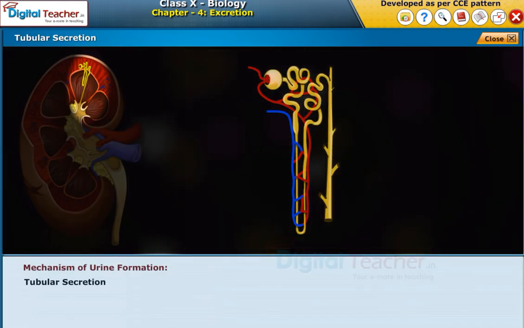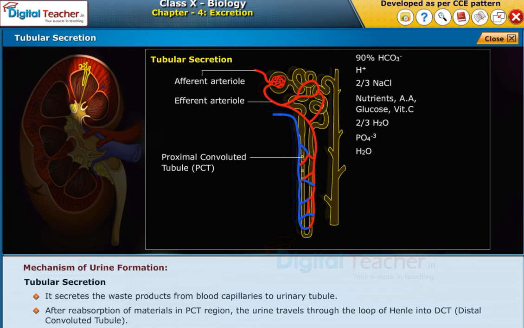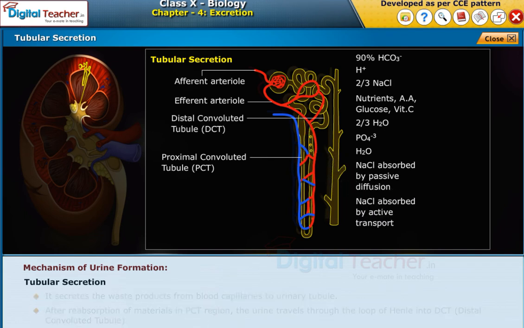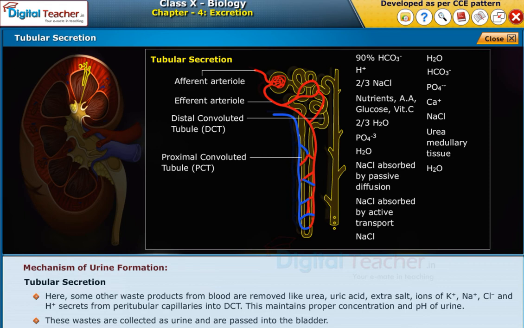Tubular secretion. It secretes the waste products from blood capillaries to the urinary tubule. After reabsorption of materials in the PCT region, the urine travels through the loop of Henle into the DCT, distal convoluted tubule. Here, some other waste products from blood are removed like urea, uric acid, extra salt, ions of potassium, sodium, chloride, and hydrogen secreted from peritubular capillaries into the DCT. This maintains proper concentration and pH of urine. These wastes are collected as urine and are passed into the bladder.